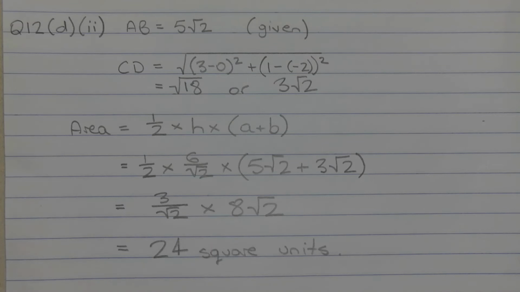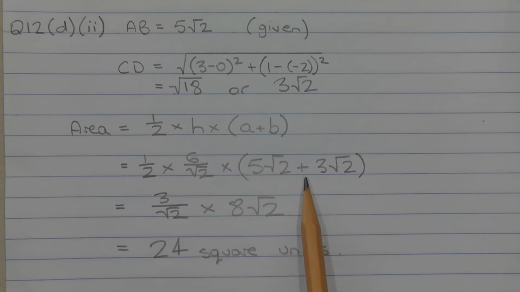Now, using the formula to find the area of a trapezium, that is half times h times (a + b), where h is the distance between the parallel sides, and a and b represent the lengths of the two parallel sides, we get 1 over 2 times 6 over the square root of 2 times (5 times the square root of 2 plus 3 times the square root of 2).